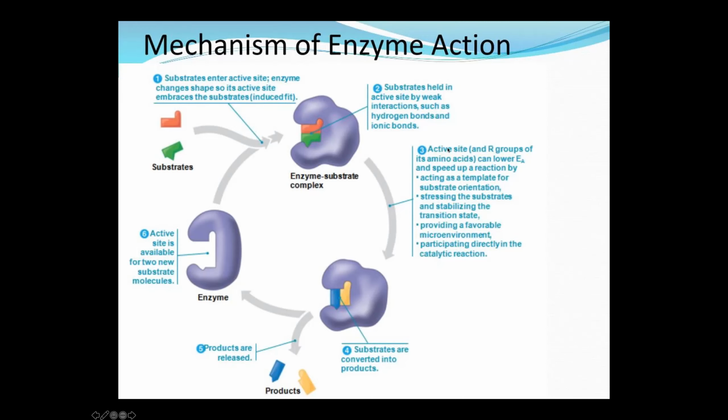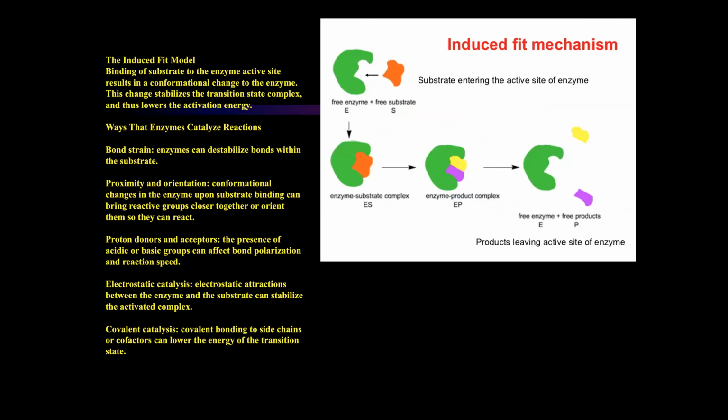Then the enzyme changes shape. And when it does so, the substrates are converted into products. Once that happens, the enzyme releases them as free products, and it goes back and assumes its original shape. It's ready now to do another reaction. This is called the induced fit mechanism. It's a model for how enzymes work.